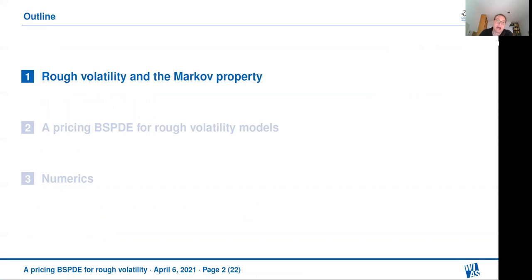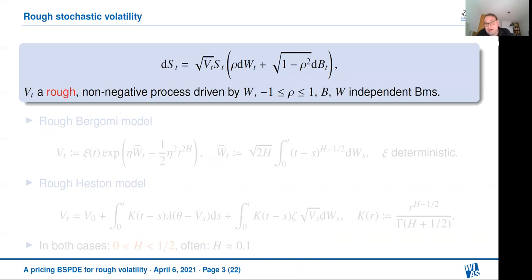So, outline. I will start with a very short recall of rough volatility models. I am aware that this is my main research topic nowadays, and there are also a couple of people in the audience who have worked on this topic. But the basic model is of the following type. We have a process S, which is driven by something which looks like a stochastic differential equation.